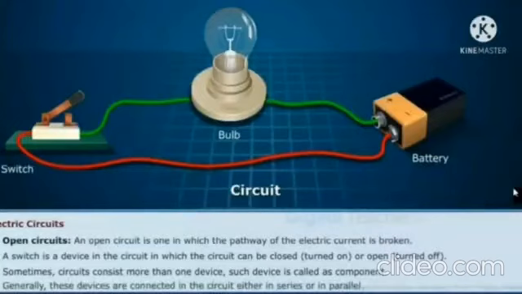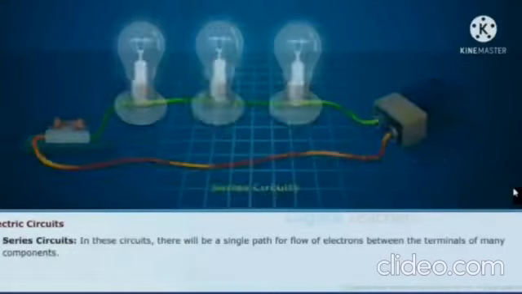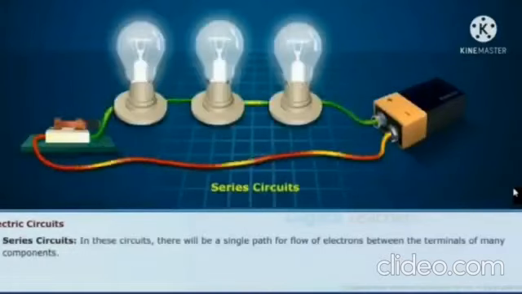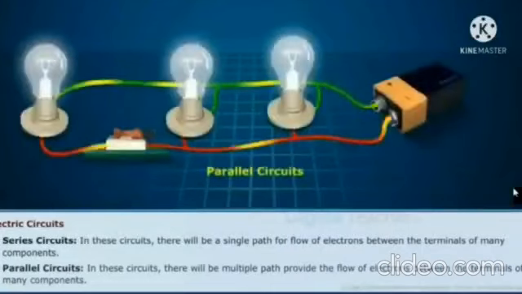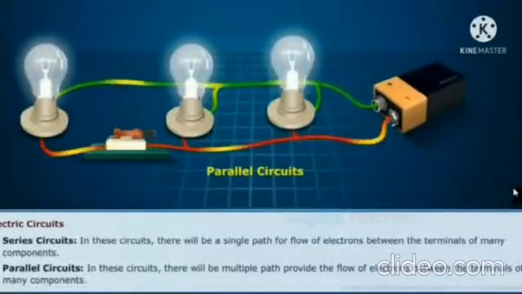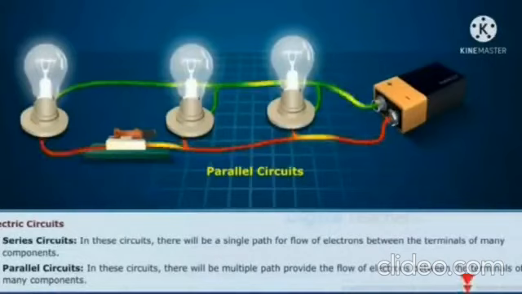Generally, these devices are connected in the circuit either in series or in parallel. Series circuits: in these circuits, there is a single path for the flow of electrons between the terminals of many components. Parallel circuits: in these circuits, there are multiple paths provided for the flow of electrons between the terminals of many components.